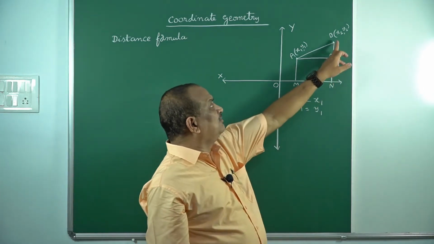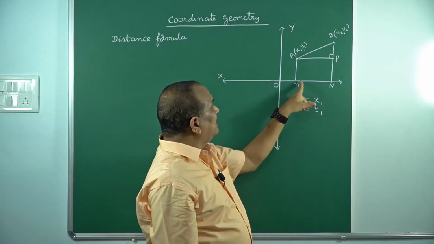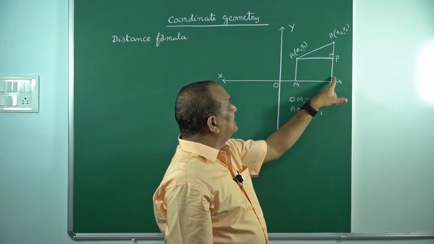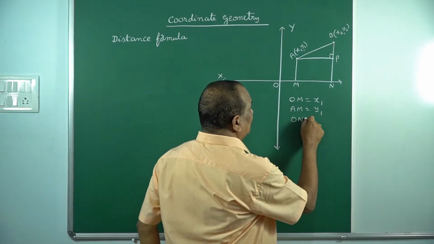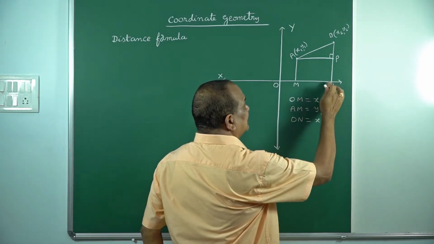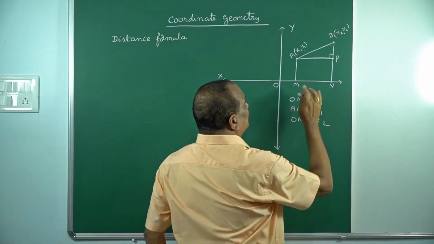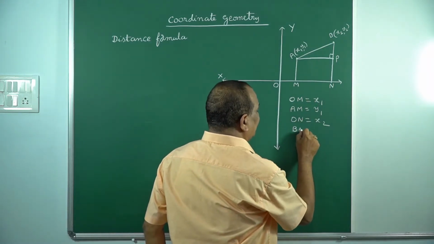Similarly, how did we come to this point B? We said x2, y2 are the coordinates. ON is x2 and this BN is y2. So ON is equal to x2. I have come x2 units along the x-axis and y2 units I moved along the y-axis. And BN is equal to y2.